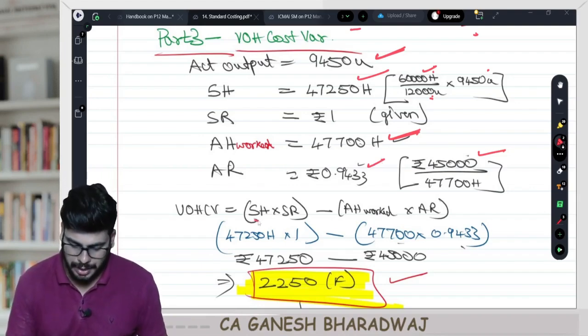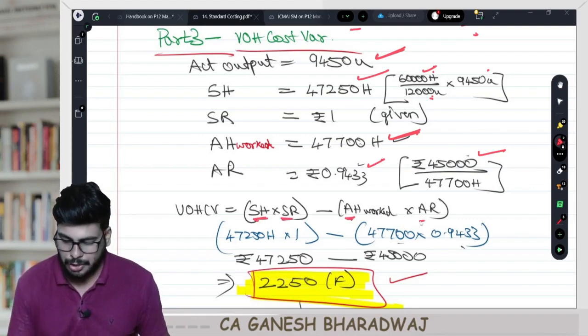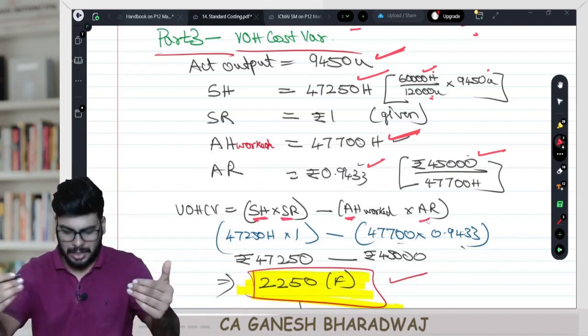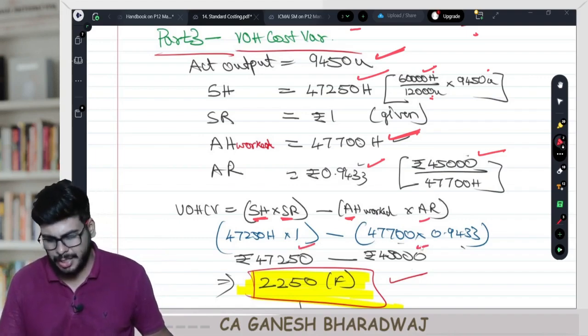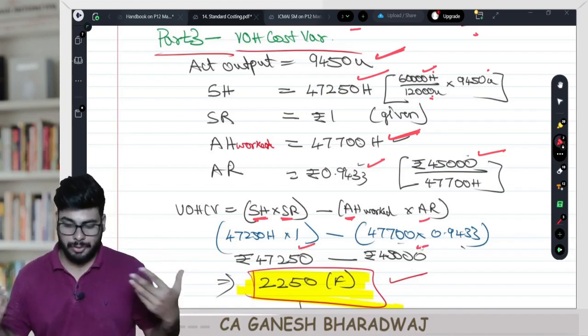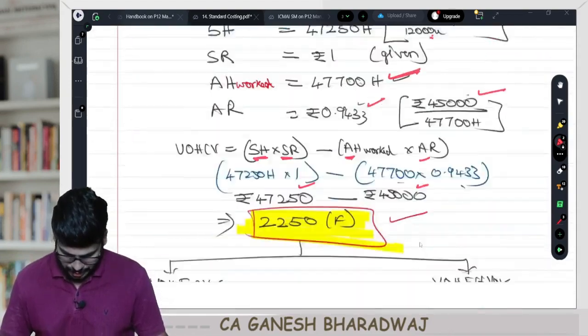Variable overhead cost variance, standard hours into standard rate minus actual hours into actual rate. Just plug the figures respectively. You should have incurred 47,250. You have actually incurred only 45,000, so 2,250 as a favorable variance. Clear with this, guys? All right.